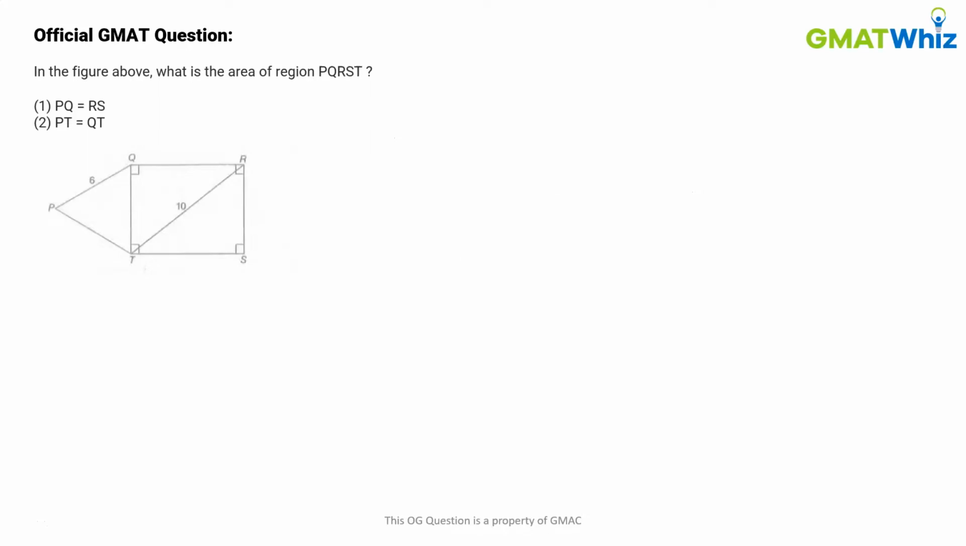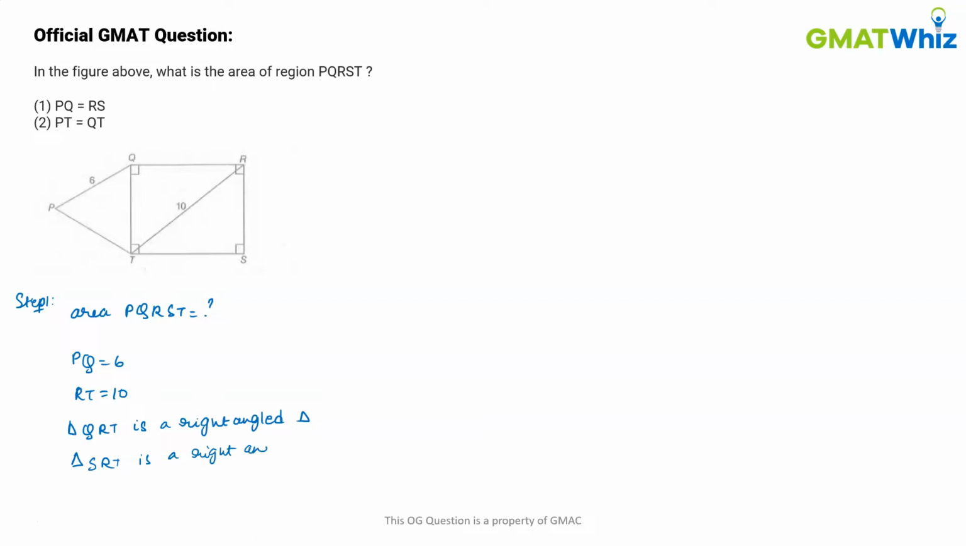In this question, we are given a figure in which we have to find the area of the region PQRST, and we are given that the length of PQ equals 6 and RT is equal to 10. We also know from the figure that triangle QRT is a right angle triangle. Triangle SRT is also a right angle triangle.